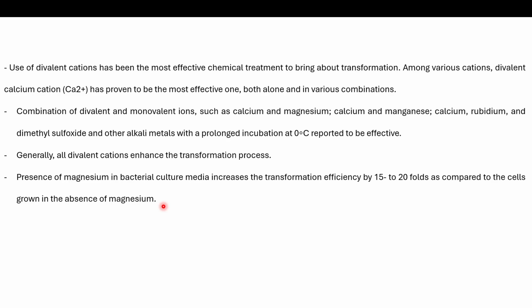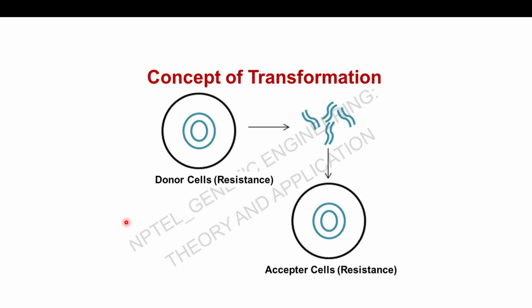Now, taking up the DNA is a different protocol, and making the cells competent is a different protocol. Before introducing the foreign DNA, the cells have to be made competent. This is what we are reading now, how to make the recipient cells competent. So one way is to treat them with divalent cations, mostly salts of calcium and magnesium.